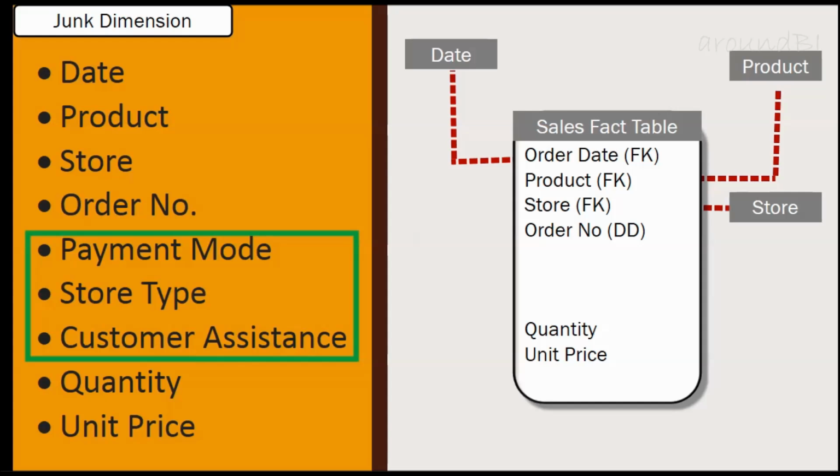If we check all possibilities to store these three fields, one option is to ignore them and not include them in the structure. But sometimes we need these indicators in reporting, for example grouping based on the payment mode or reporting based on store type. So it would not be a good idea to leave them out.